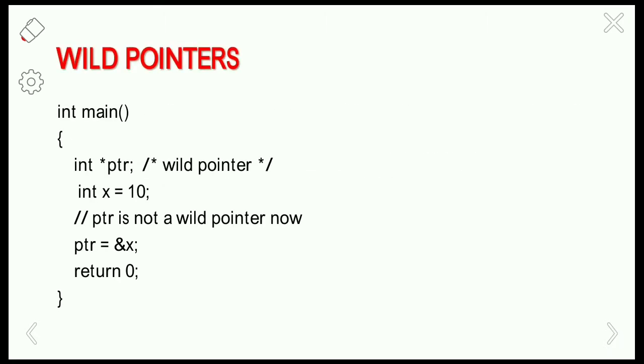So this is the example of the wild pointers. Here ptr is the pointer variable, and it will act as a wild pointer because it is declared but not initialized. So int x equals 10, we are taking the variable x and assigning the value 10 of integer type. Here the pointer is not a wild pointer now, because we are assigning the address of the variable x to the pointer. If there is only declaration and no assigned value for the particular pointer, then it will act as a wild pointer.